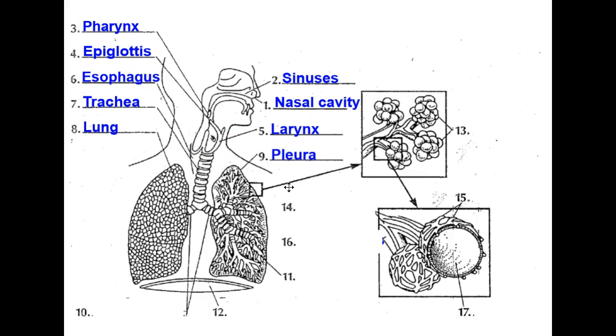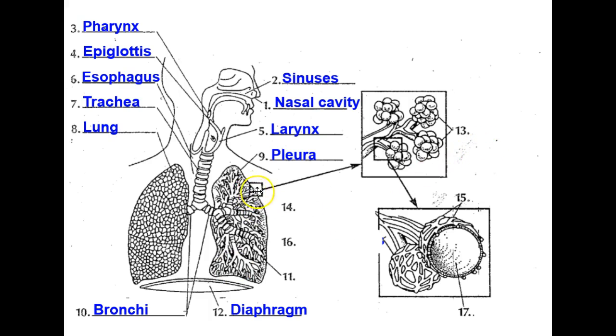9 is the pleura. 10 down here are the bronchi. So the trachea comes down and branches off into 2 bronchi. 12 is the diaphragm, which causes your lungs to expand and contract, and that's what causes the air pressure difference so that you can breathe.